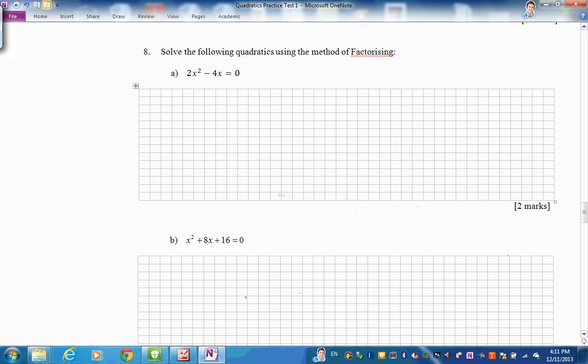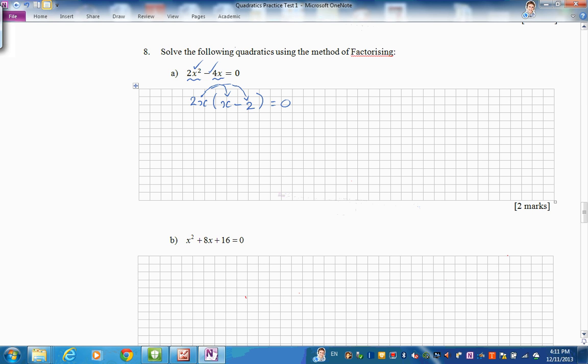Let's look at question 8. Solve the following quadratics using the method of factorizing. Okay, is there a common factor in these 2 terms? Yes, there's a 2 and an x. Then we put a bracket. What do you multiply 2x by to get 2x squared? You need another x. Then we have this take, so take. What do you multiply 2x by to get 4x? It's another 2.